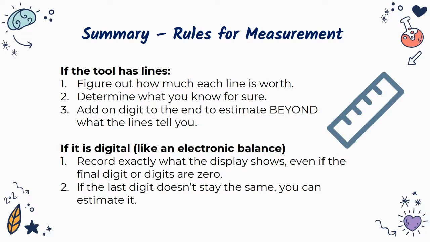Now, if it's digital equipment, whether it's a scale or maybe even a digital caliper, which measures distance, you record exactly what the display shows, even if the final digit or digits are 0. It's really important that you include zeros no matter where they appear. And if the last digit doesn't stay the same, that's when you can estimate it. All right, that's it for this video.